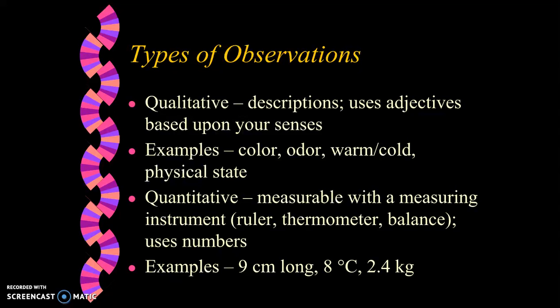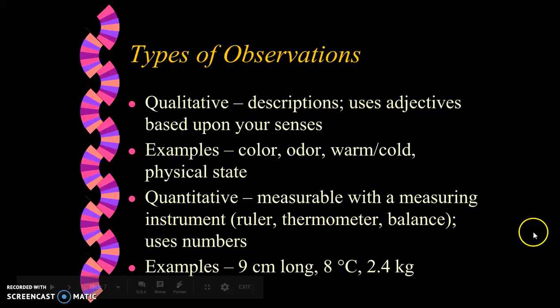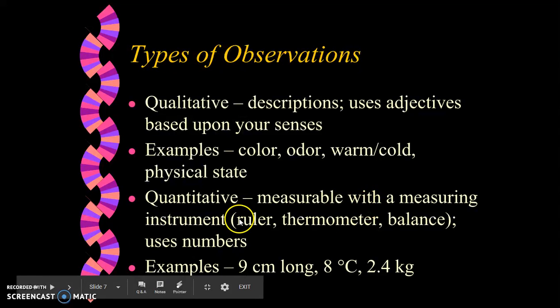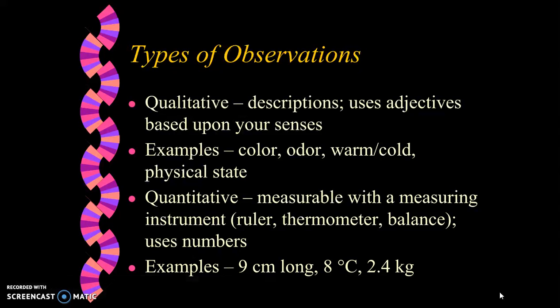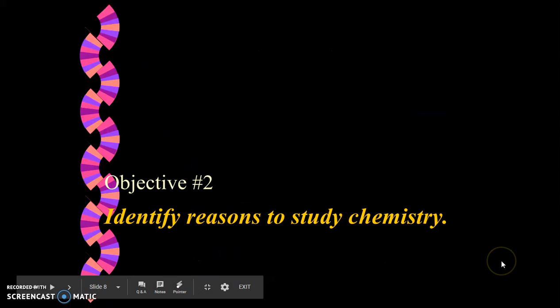Examples: color, odor, warm, cold, physical state, if it's a solid, liquid, or a gas. Quantitative is going to be in number form, so measurable with a measuring instrument, like a ruler, thermometer, or balance. When you think quantitative, think quantity, things that have numbers associated with them. So your actual temperature, how long something is, the mass something has.